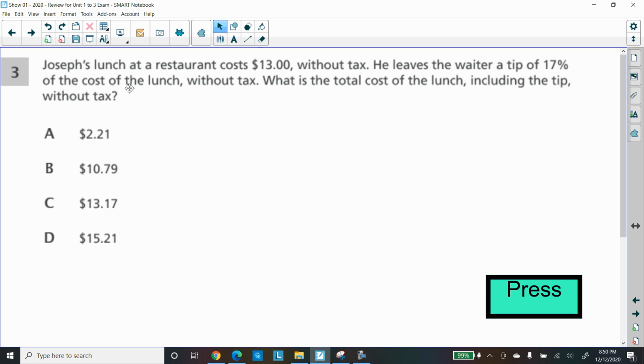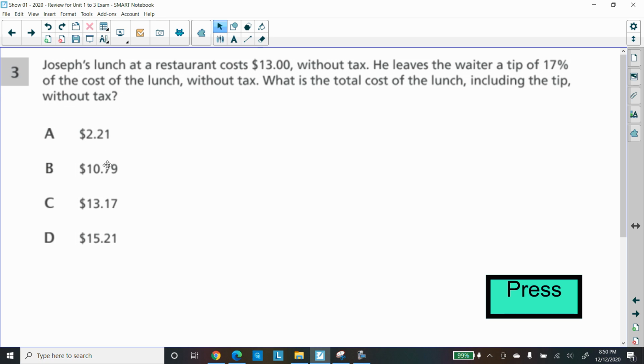So Joseph's lunch at a restaurant costs $13 without tax. So there's no tax, so we don't have to worry about sales tax. He leaves the waiter a tip of 17% of the cost of the lunch without tax. So there's, again, no tax to worry about. So there's a tip, though. What's the total cost of the lunch, including the tip, without tax?